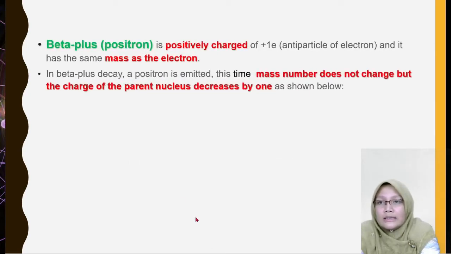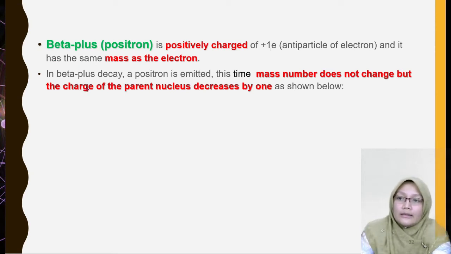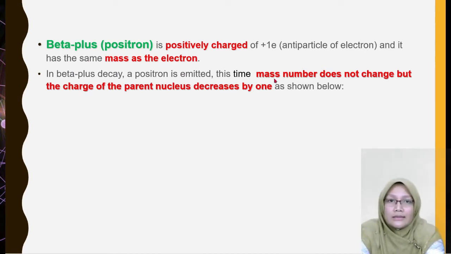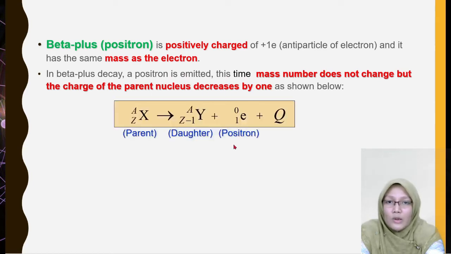Okay, kita ke beta plus ataupun positron. Is positively charged of positive 1e. Has the same mass as the electron. In the beta plus decay, a positron is emitted. This time mass number does not change, but the charge of parent nucleus decrease by 1.